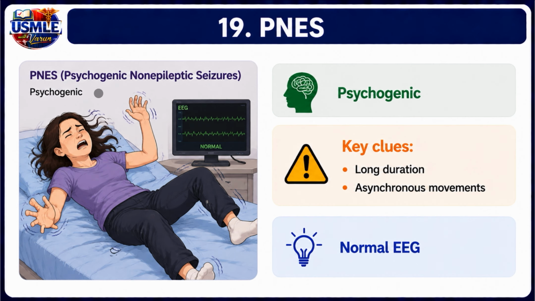PNES, or psychogenic non-epileptic seizures, usually resemble epileptic seizures clinically, but they're not caused by abnormal electrical activity in the brain. There's a normal EEG. Clues include prolonged duration, asynchronous movements, preserved awareness during generalized movements, and a normal electroencephalogram during the episode. These events are often associated with psychological stress or psychiatric disorders, and this PNES, psychogenic non-epileptic seizures, is usually characterized by normal EEG.